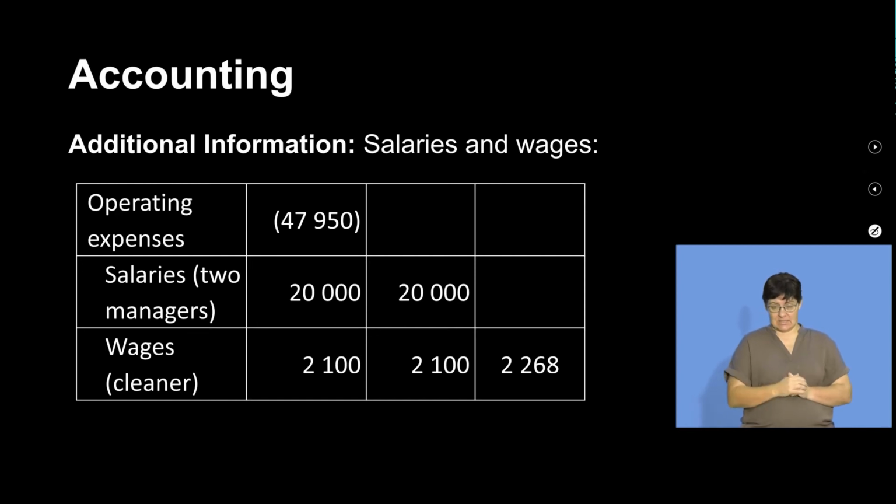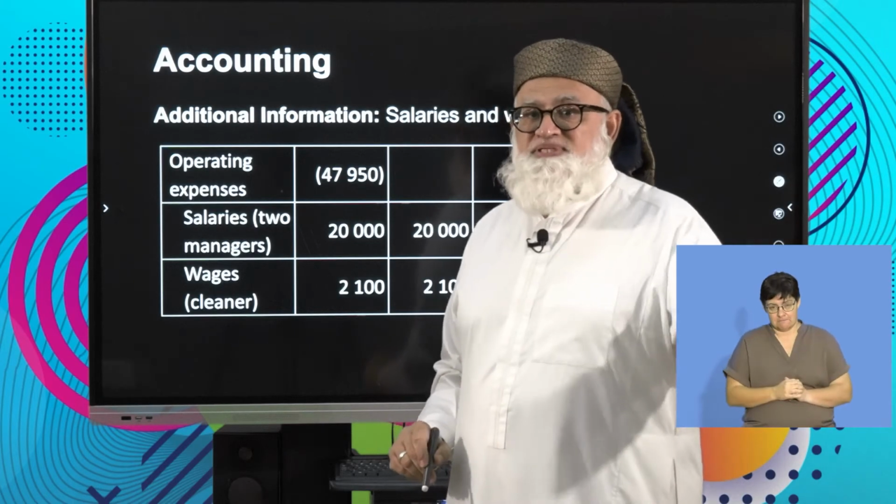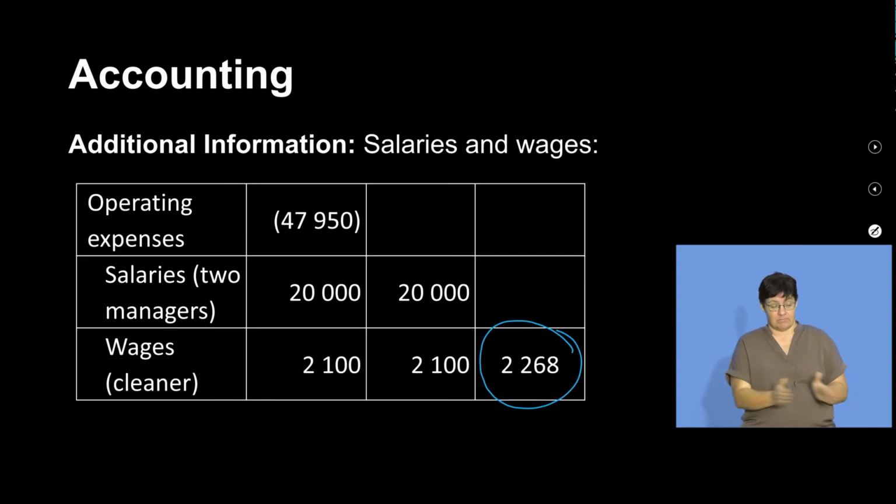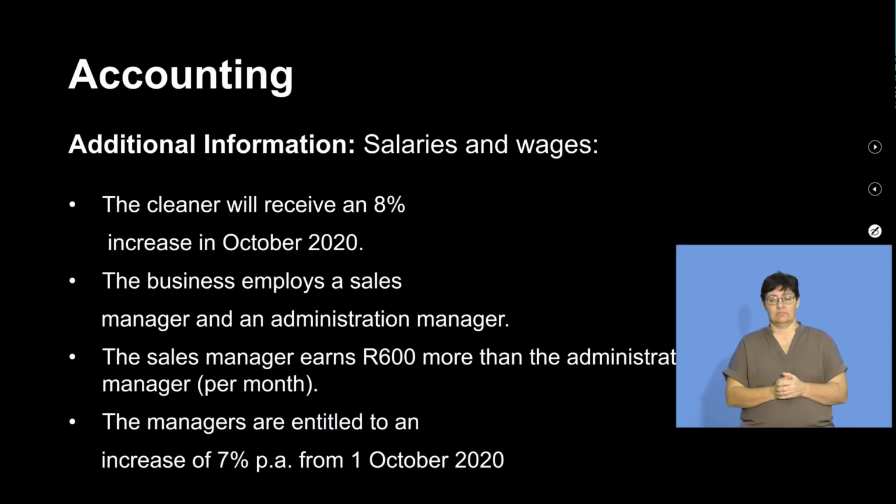So if you look at your projected income statement now, you can see that the new figure that you need to slot into your projected income statement will be the 2,268 Rand as a result of the increase of 8%. Okay, the next one. So the cleaner is done and dusted.